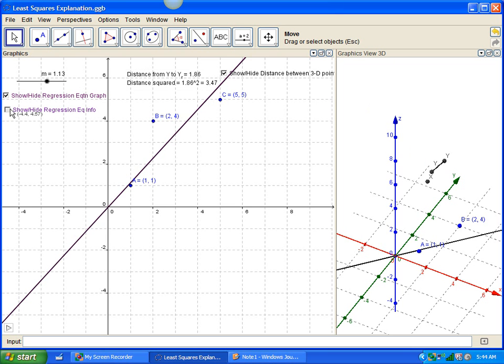And if I show my regression line, I can see that with the actual regression line, my error is 3.47. And all I did here was calculate this distance here, and got it squared and got 3.47, which agrees with the result I get from having the computer do a linear regression, having the program do a linear regression. So that's my take on why we use the least squares method.